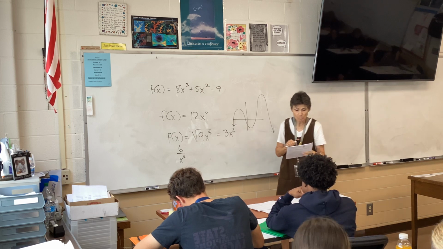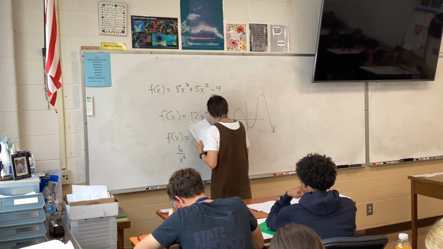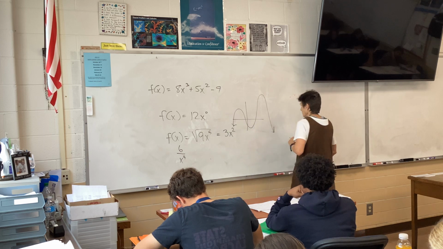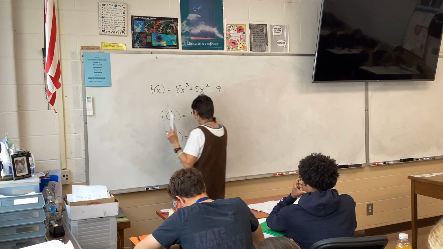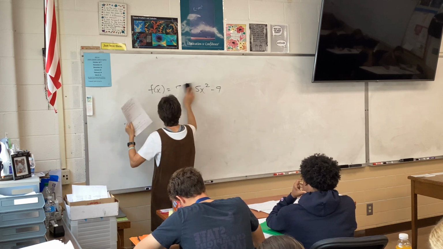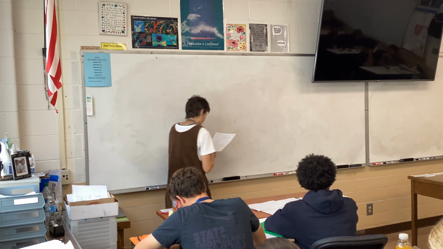Okay, f of x equals 13. That is an example of a constant function. It's gonna graph as a horizontal line. Very, very boring. Don't really need to spend much time talking about that.